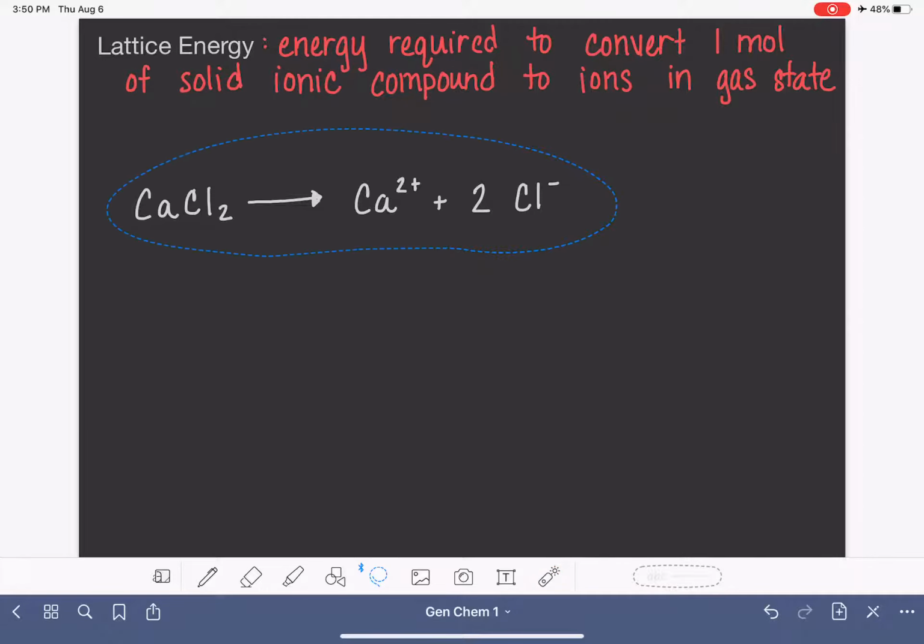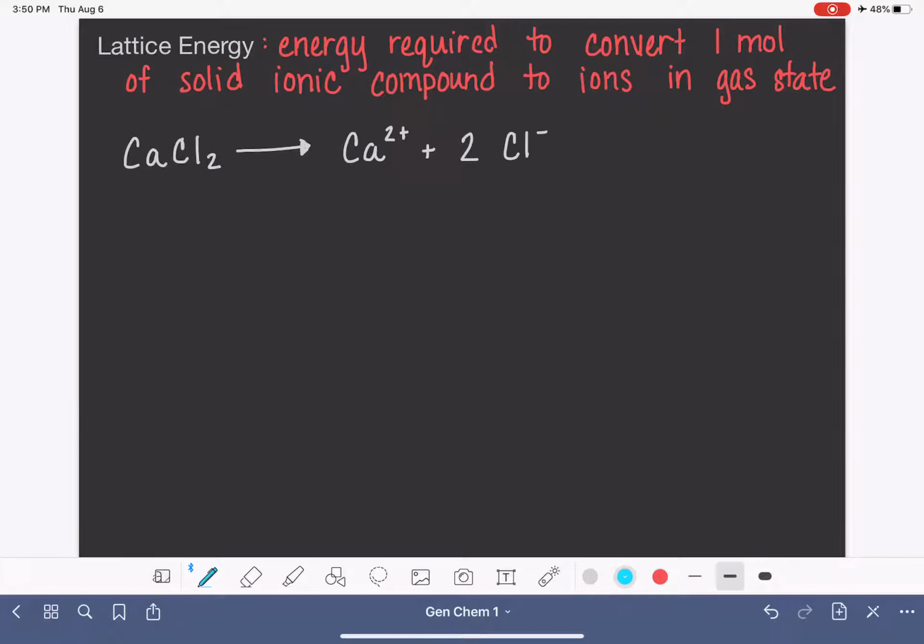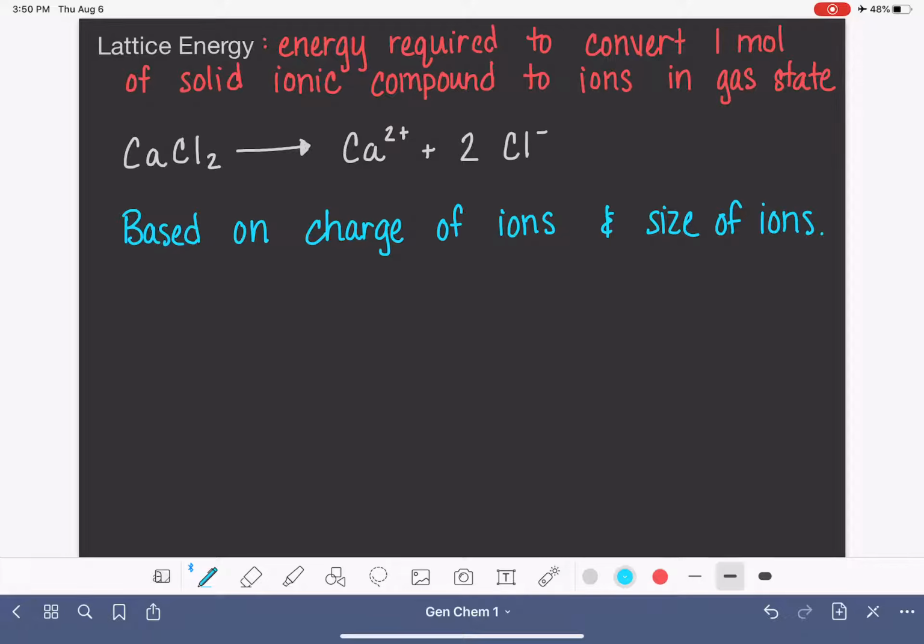The lattice energy of an ionic compound is based off of 2 things. It is based on the charge of the ions, and it's also based on the size. In this video, we're just going to talk about how charge and size affect the lattice energy. First of all, with regard to charge, the greater the charge is on an ion, and it doesn't matter if it is positive or negative, the stronger the lattice energy is. I'm going to abbreviate it LE.